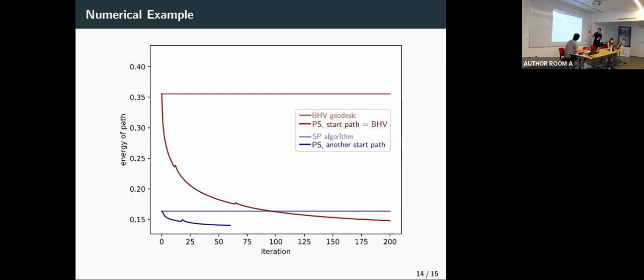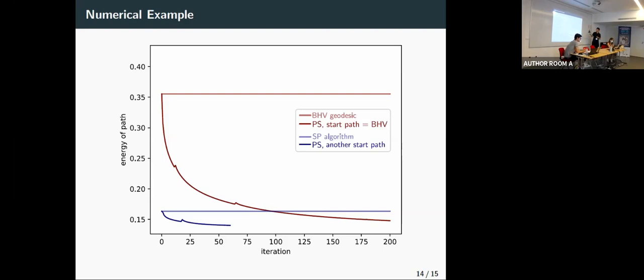Now, looking at the energy, what we see is, first of all, the energy of the BHV geodesic. I just plotted this as a straight line for reasons of comparison. On the x-axis, you see the iterations of the path straightening algorithm, and this is just the energy of the BHV geodesic. It's compared to everything else, it's quite high. And then applying the path straightening algorithm, we actually decrease the energy quite a lot, and it decreases throughout all these 200 iterations, basically. And it tends to also decrease a little further if we would do more iterations. So that's a good sign, because energy decreasing means shorter path and more equidistant points on this path. So it seems to work.